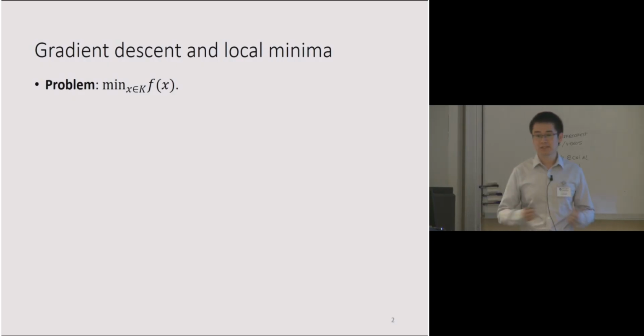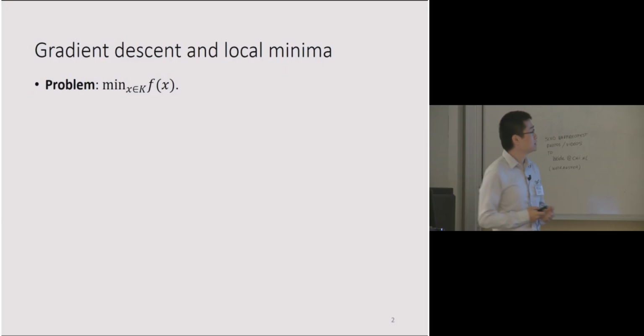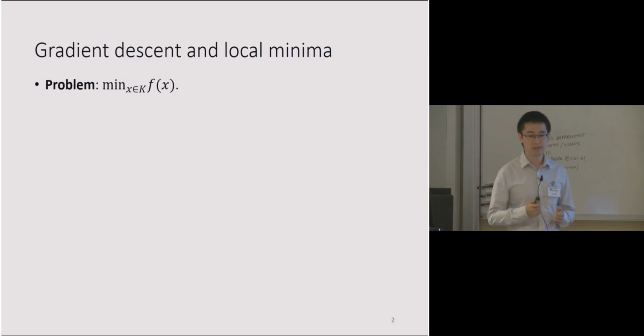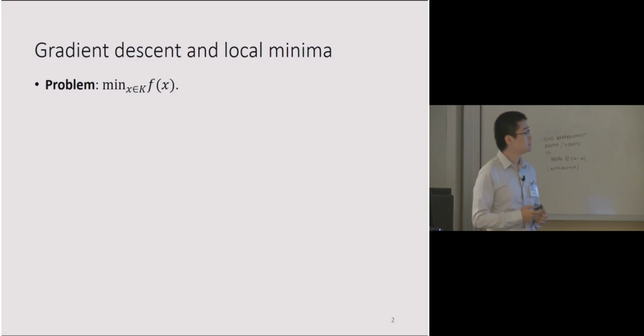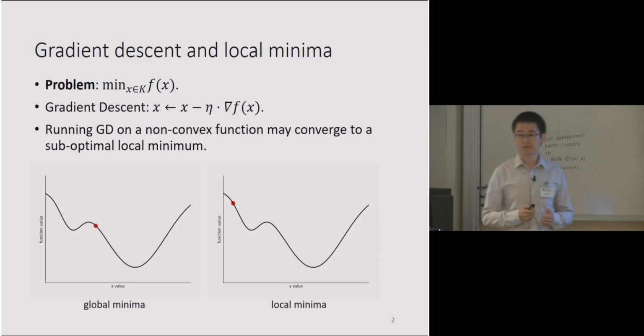Today, we know that many state-of-the-art models in AI are learned by minimizing non-convex loss functions. So let's consider the following non-convex optimization problem. Our goal is to minimize a function f under a parameter space K. We know that the most straightforward way of doing this is to run gradient descent.